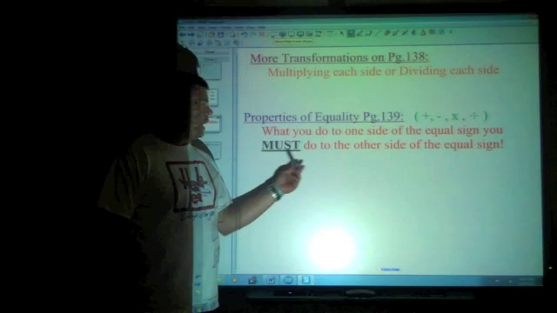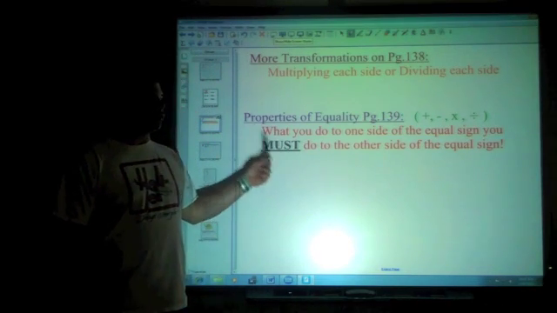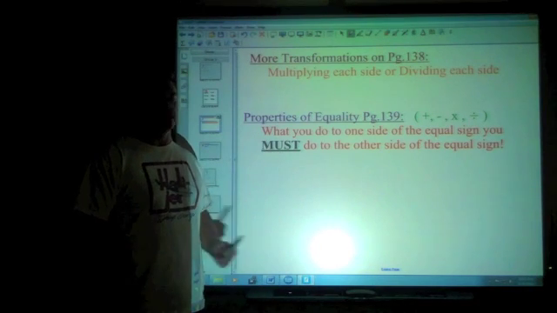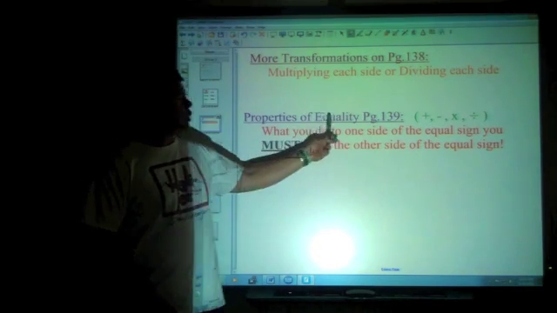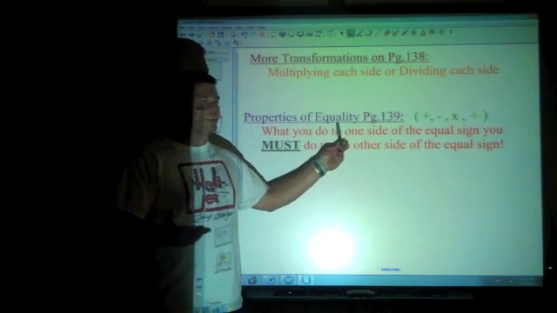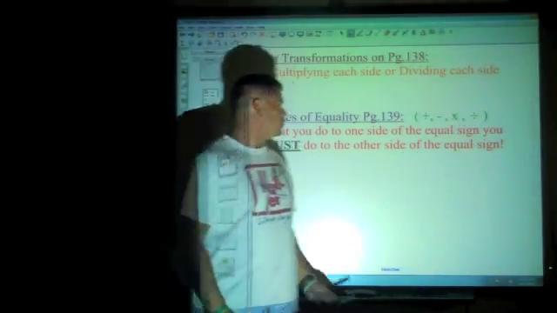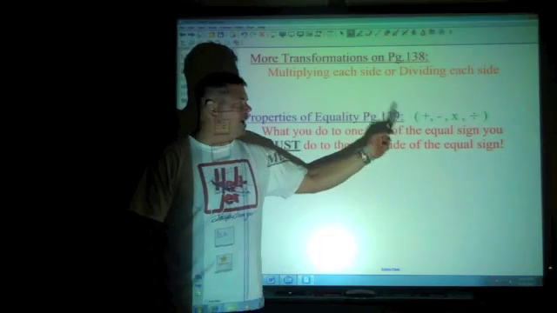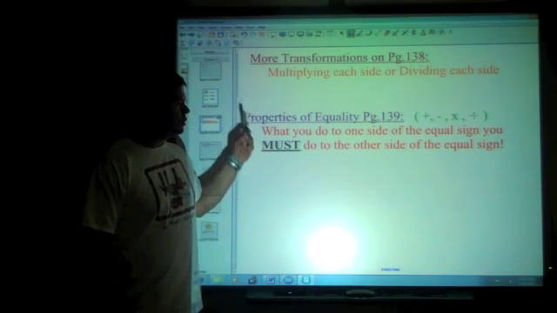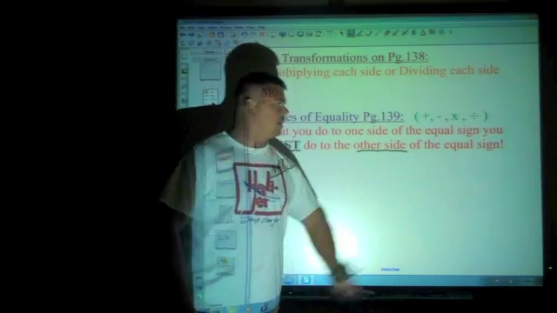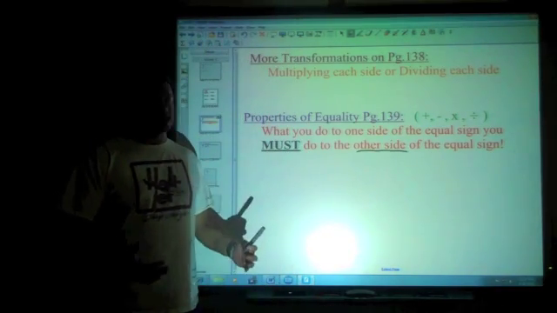I put this underlined and bold because it's absolutely crucial. If you forget this step, it will mess up your equation and you won't get the right answer. Properties of equality. Equality really means equal. We have these properties for addition, subtraction, multiplication, and division. What you do to one side of the equal sign, you absolutely must do to the other side of the equal sign.